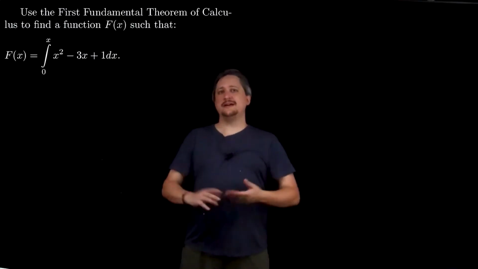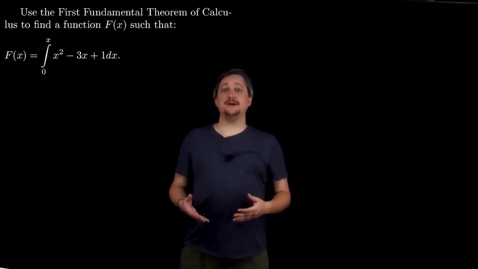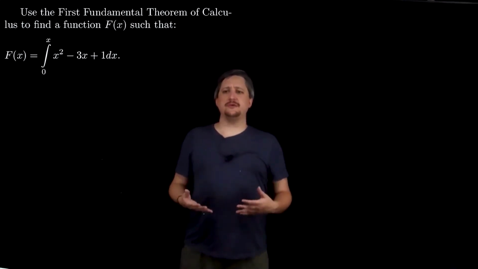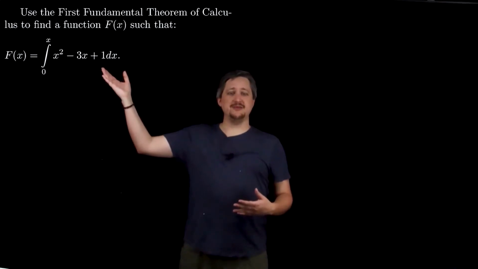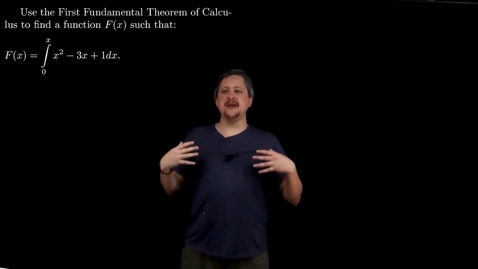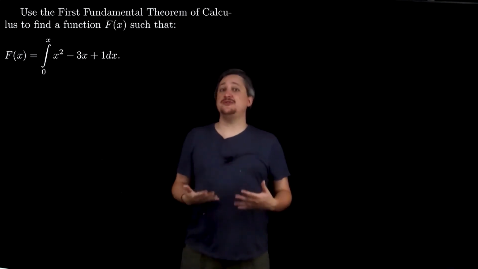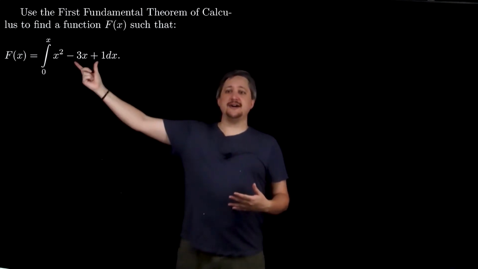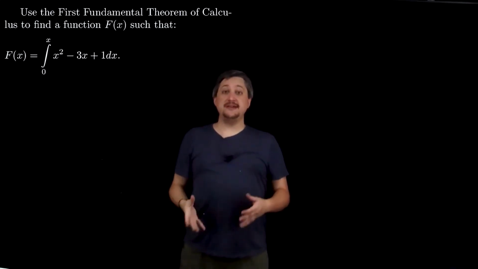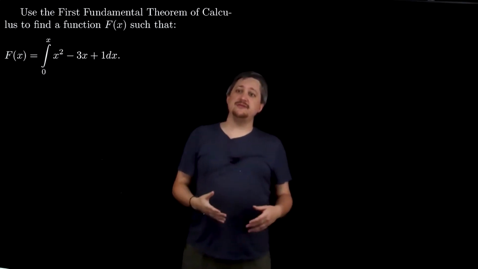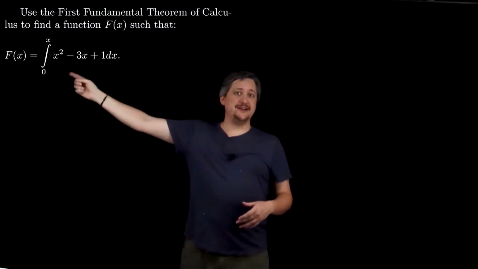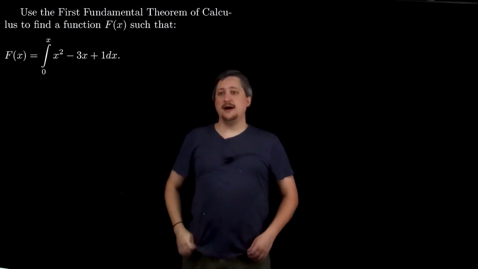Hello. So in this example, we are going to be applying the first fundamental theorem of calculus. The first fundamental theorem of calculus is almost exactly what's already written up here, which basically says that if we have an antiderivative of this inside, then capital F of x over there is going to be that antiderivative at x minus that antiderivative at 0, basically.